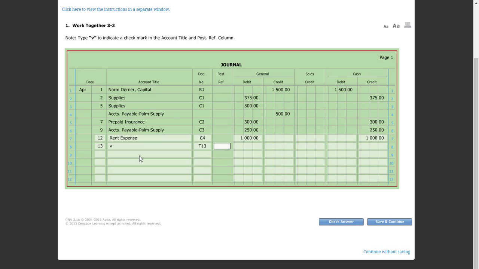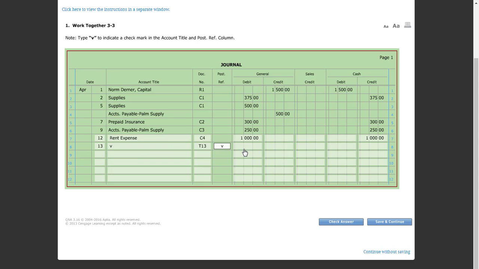Now, this is the only time I'm going to mention this column for this chapter. If you put a check mark in the account title, you must also put a check mark here. I will teach you why in the next chapter. The only thing you need to know, check mark account title, check mark post reference. And that again would be a V.